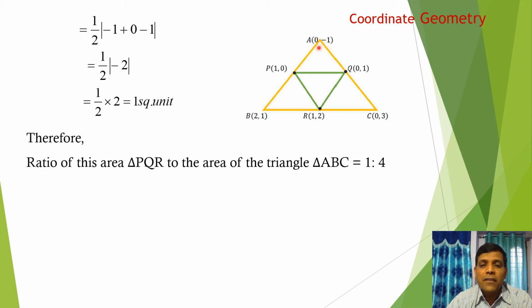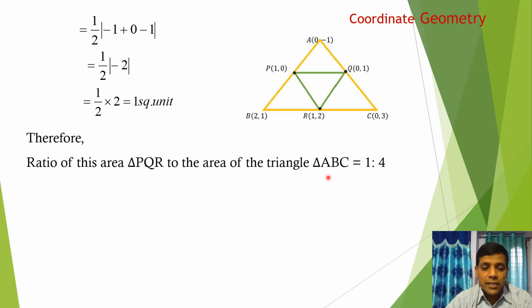So now ABC is divided into 4 equal parts, and each and every triangle has 1 square unit. Triangle APQ 1 square unit, triangle PQR 1 square unit, triangle PBR 1 square unit, triangle QRC 1 square unit. But totally ABC is equal to 4 square units and PQR is equal to 1 square unit. The ratio is 1:4. This is the important part, a big part or 1 mark question.